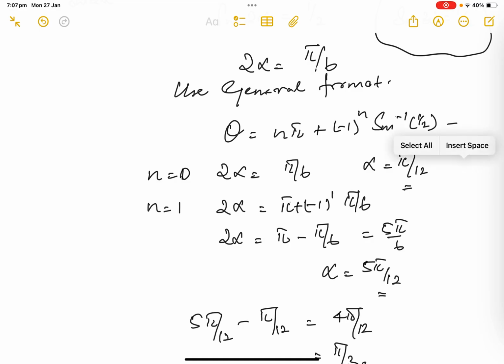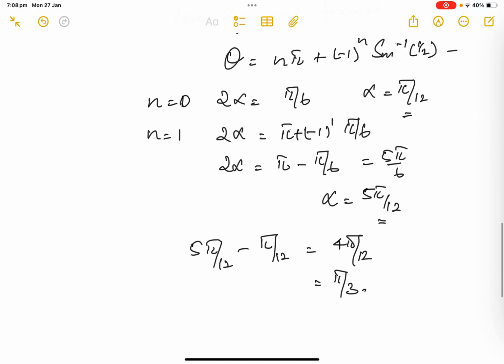The next one, n equals 1, 2 alpha. So n times pi is 1 pi plus minus 1 to the power 1 times pi by 6, which is pi minus pi by 6. That will be 5 pi divided by 6. Again, alpha equals 5 pi over 12.